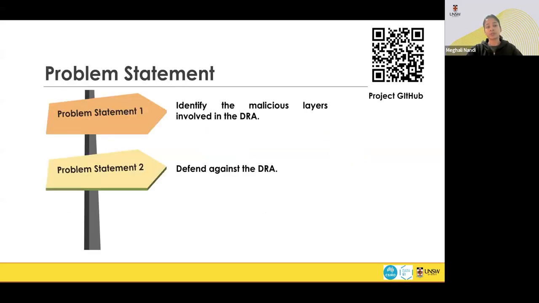Now, with that, we come to the two problem statements that we have tried to solve in this work. First, we need to identify the malicious layers that are involved in the DRAs. And second, after identification, we need to defend against these DRAs.